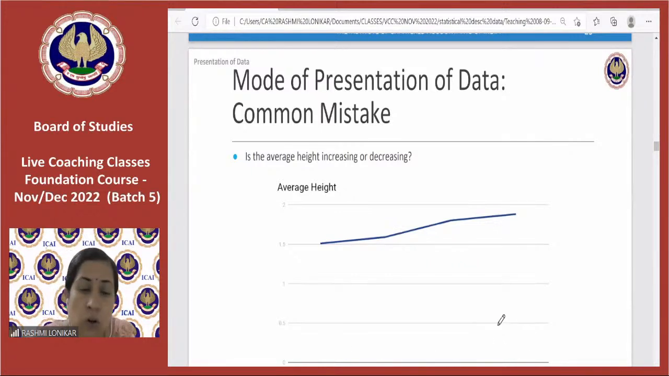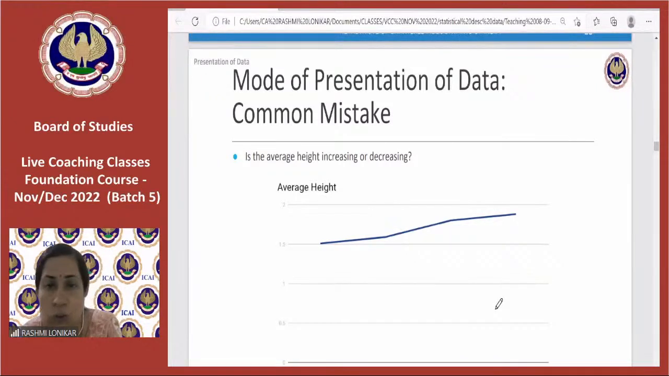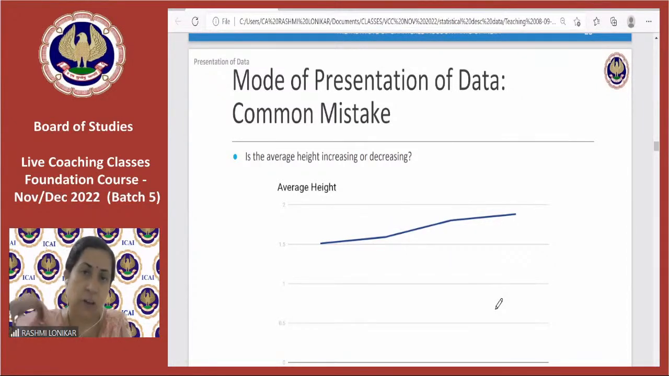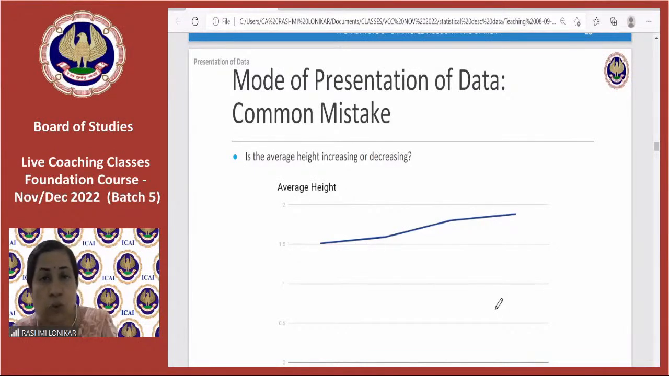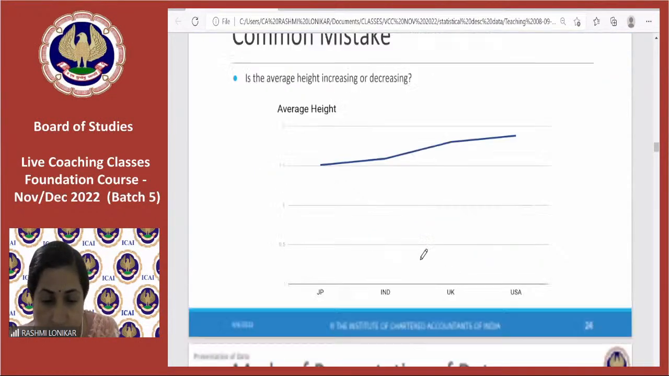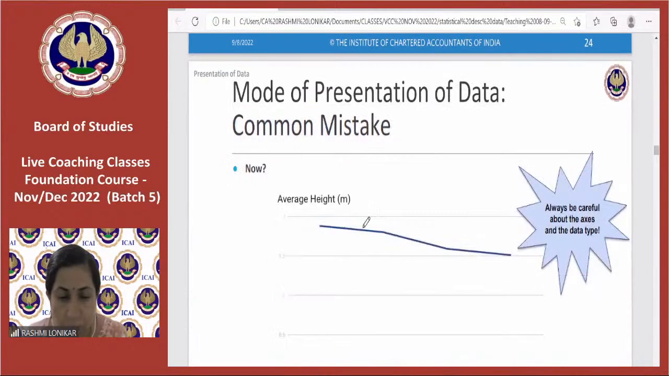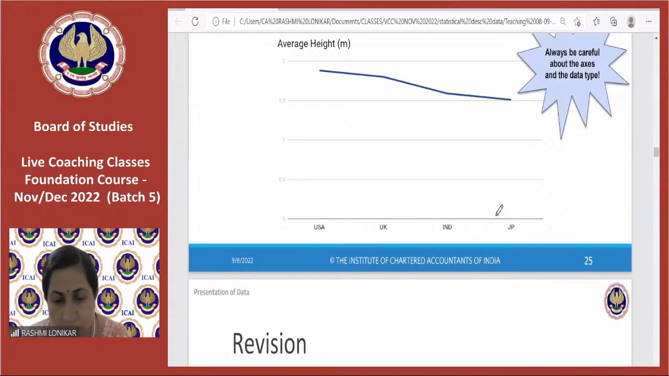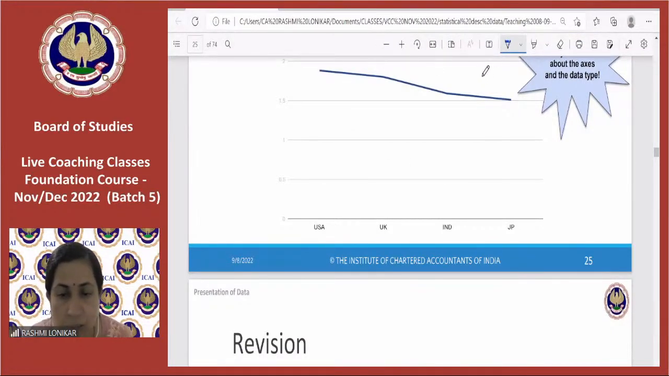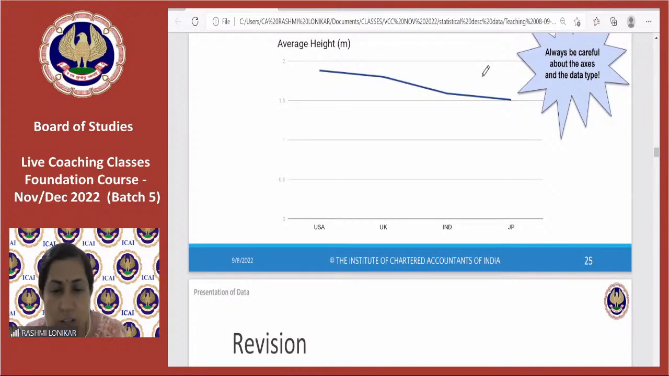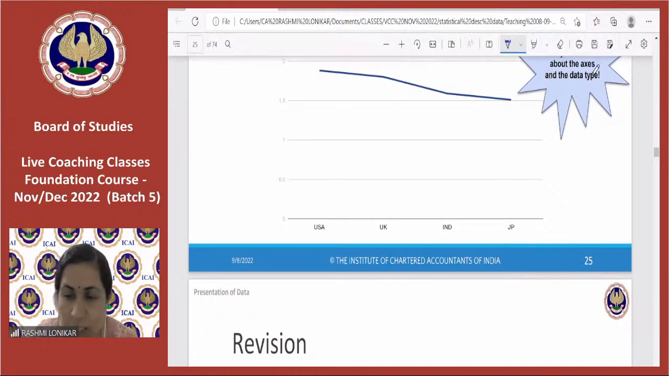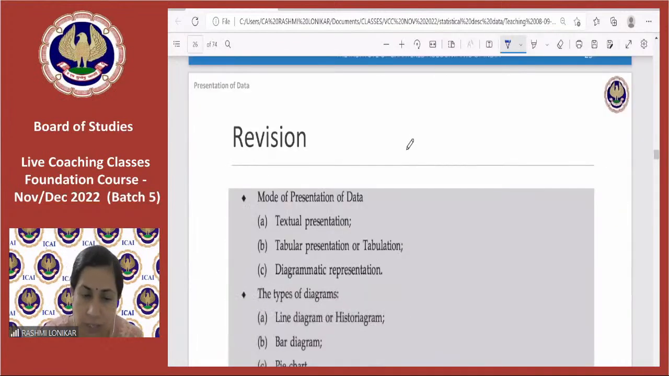I cannot just jump to a conclusion just because I have a graph, have collected data, and scrutinized the data. I have to make sure that I'm choosing the right x-axis and y-axis. This looks like increasing, but if I write USA, UK, India, and Japan, reversing the order of the countries, the graph looks like it is decreasing. That is not the case, so you have to be careful about the axes and the data type that we are using.